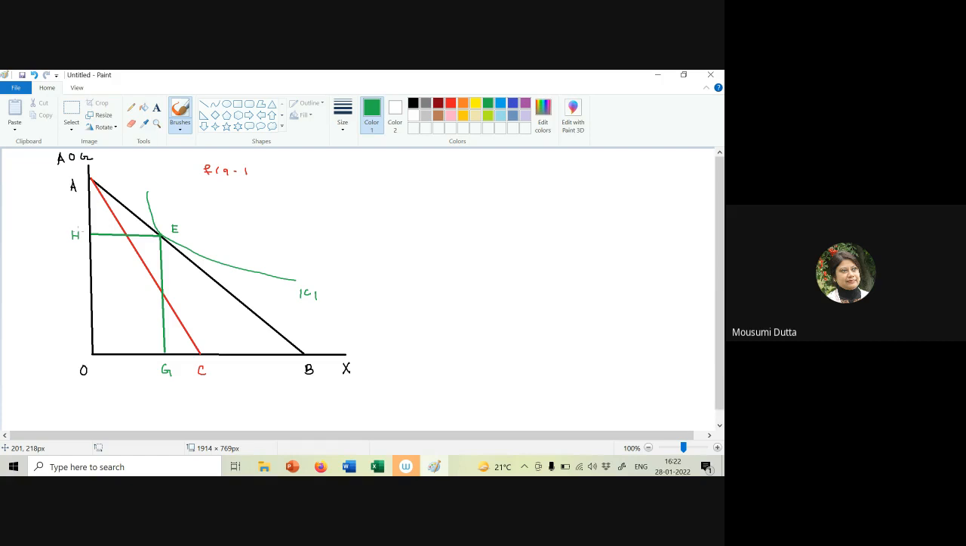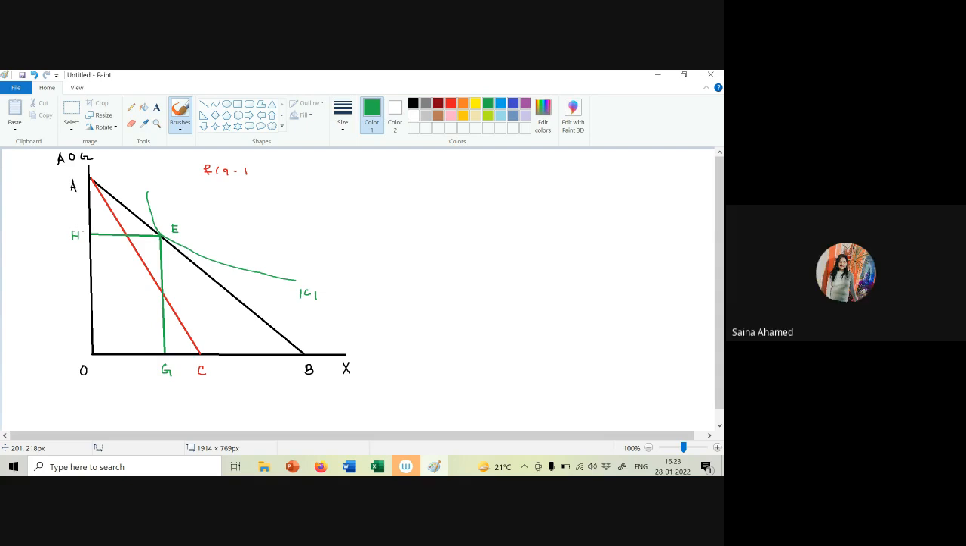So please add, in figure 1, AB is the original budget line before the tax is imposed on commodity X. The consumer's equilibrium is at E, where OG of X is purchased and OH of income is spent on all other goods.